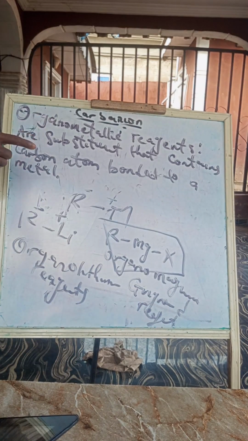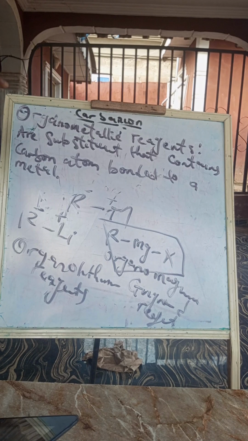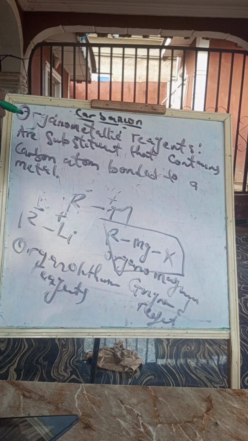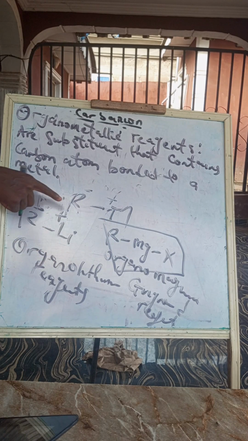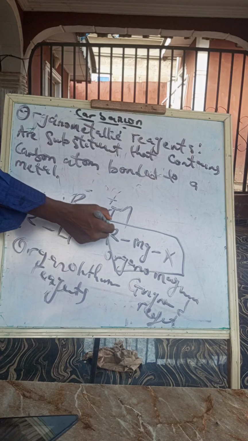Organomagnesium. Don't forget, in naming organometallic compounds or reagents, we name them based on the metal attached to the carbon atoms. So we start with organo, followed by the name of the metal attached. This is said to be an organolithium. This is said to be an organomagnesium, or Grignard reagent.